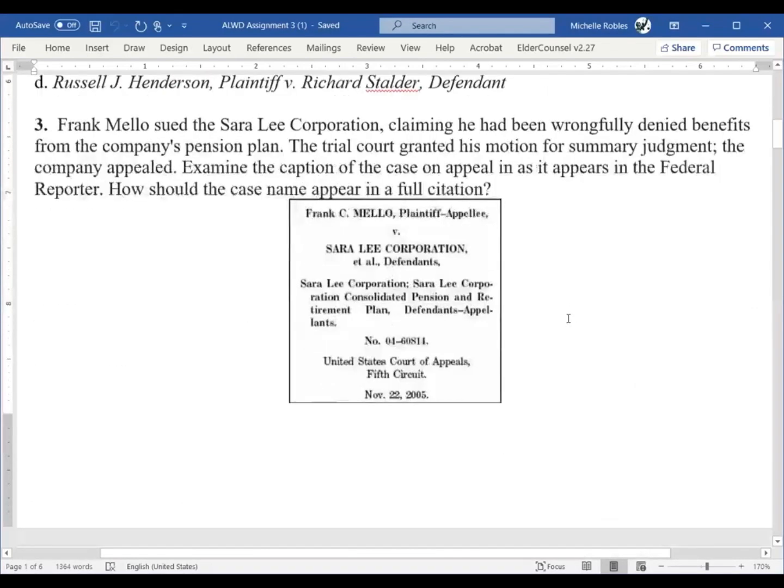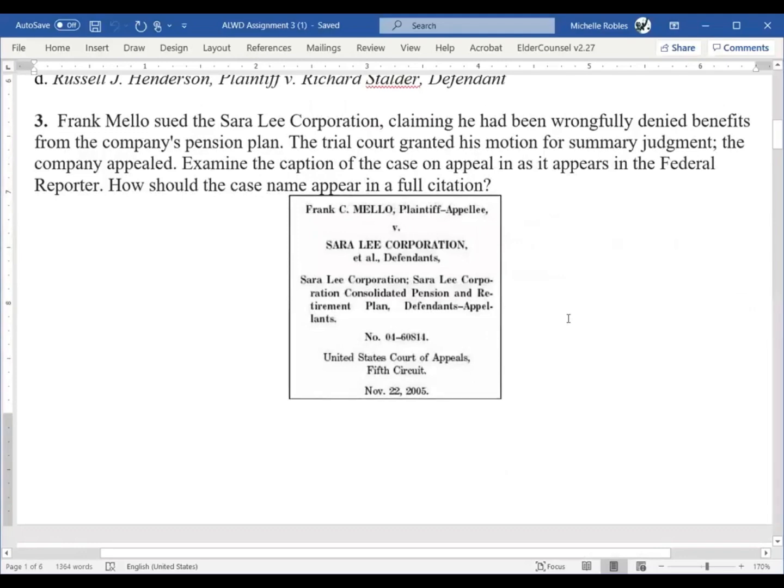So let's take a look at number 3, because this one has a corporation name instead of a person as a defendant. Frank Miller sued the Sara Lee Corporation, claiming he had been wrongfully denied benefits from the company's pension plan. The trial court granted his motion for summary judgment. The company appealed. Examine the caption of the case on appeal as it appears in the Federal Reporter. How should the case name appear in the full citation?